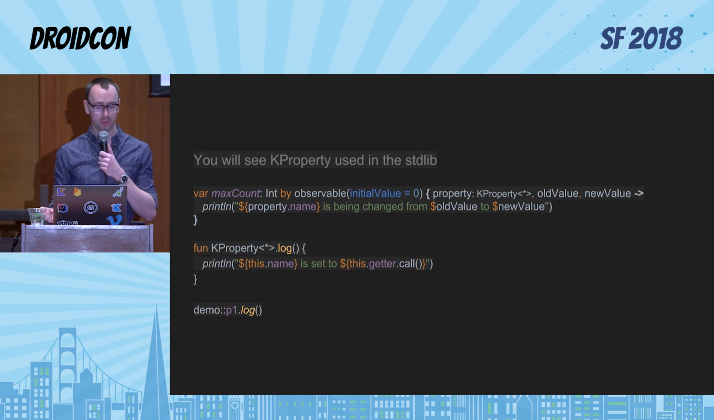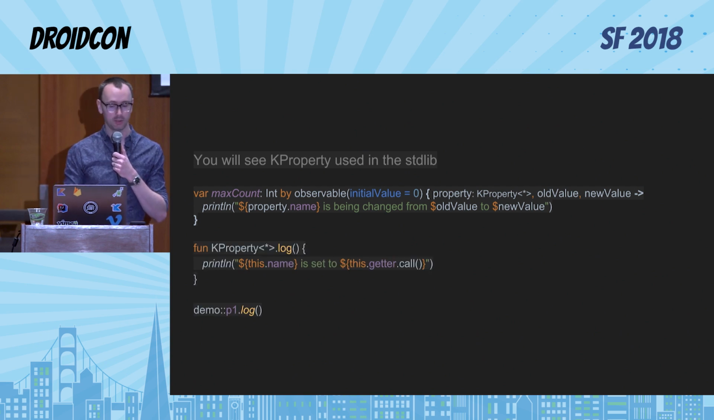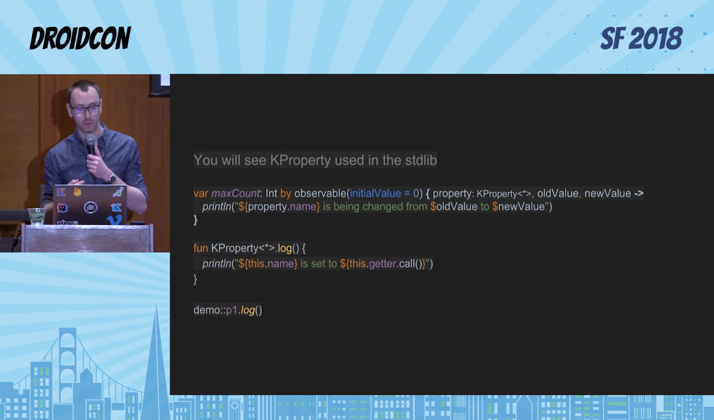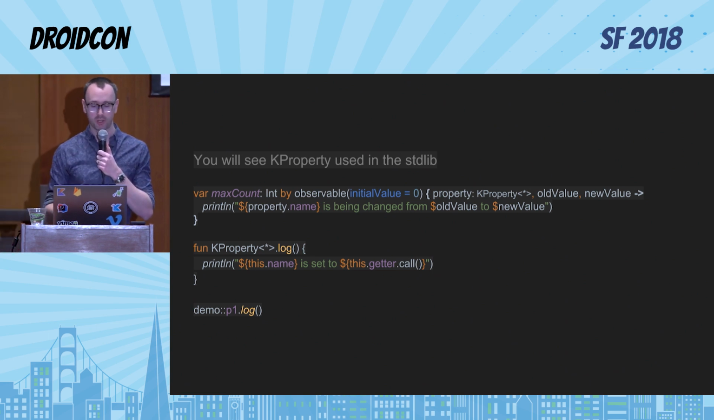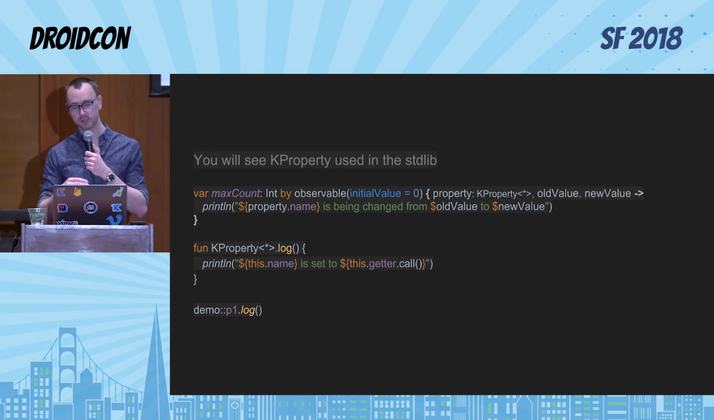So you could also, on any of these classes, make your own extension functions that can be a little handy. So here's one on KProperty. You could do .log, just print out the name of this thing, and then get its getter and call that to print out what the value is. And then to use that log, you'd use the reference operator to that field and just call log on it. So you could do things like that in your code.